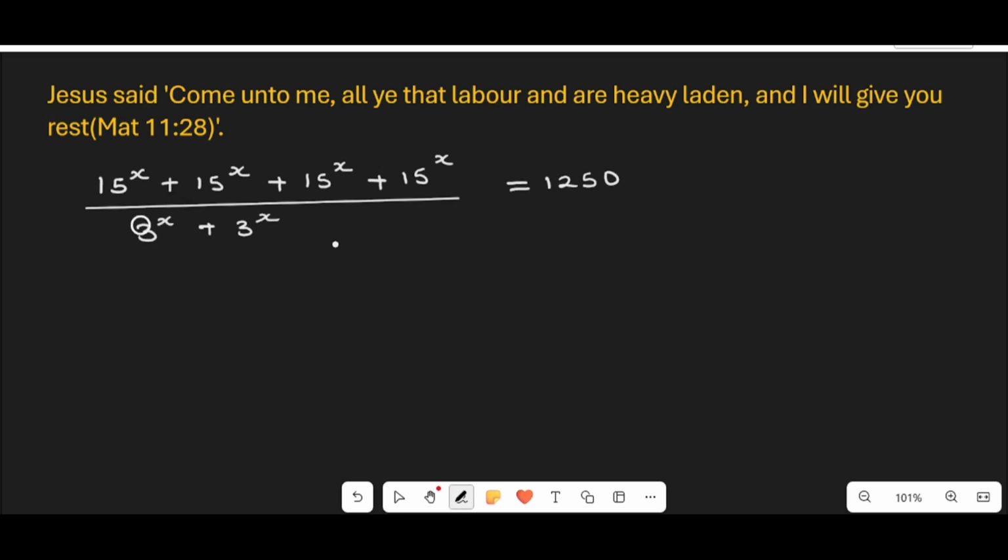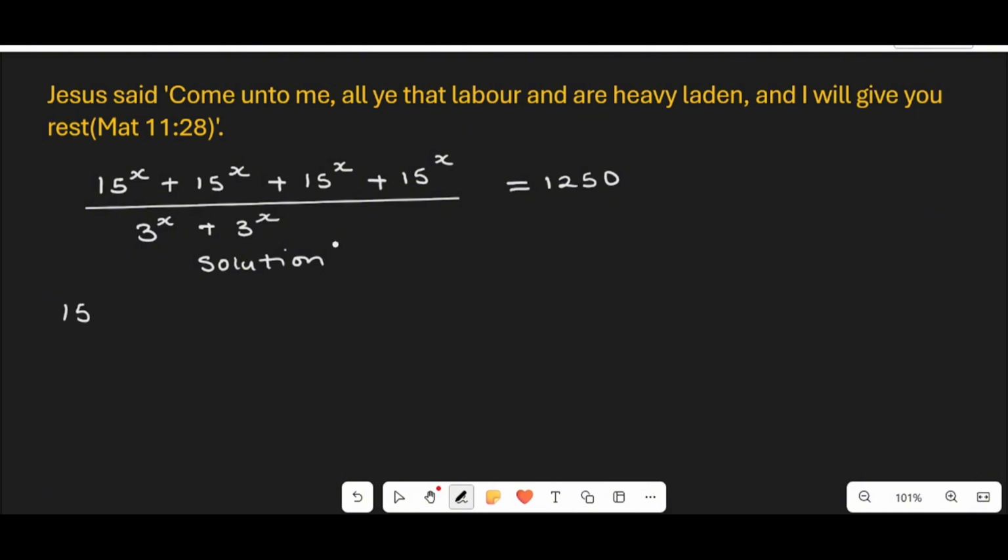Hi everyone, in this video we want to find the value of x that satisfies this equation. Solution. First, let us simplify the numerator.